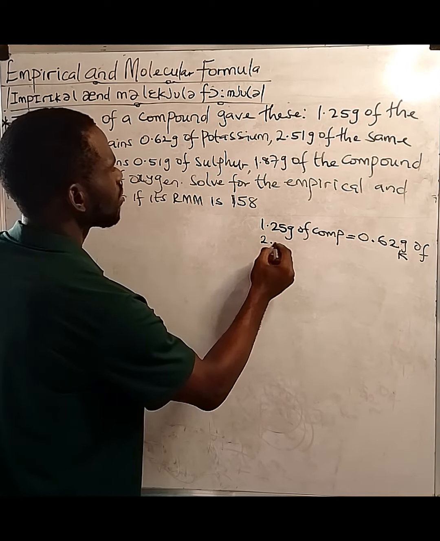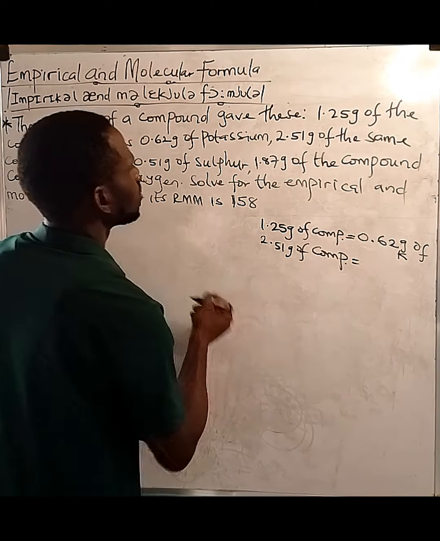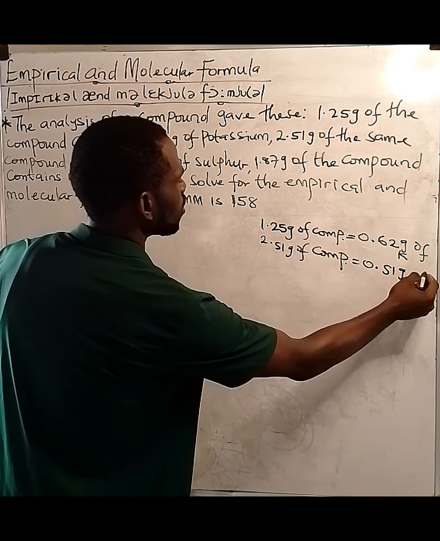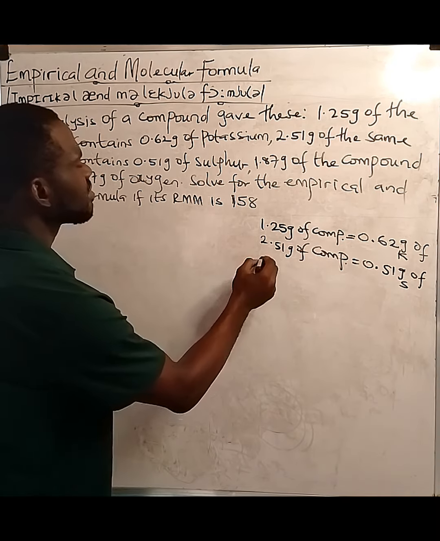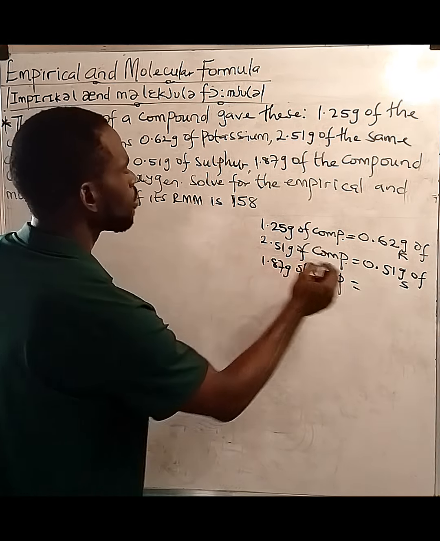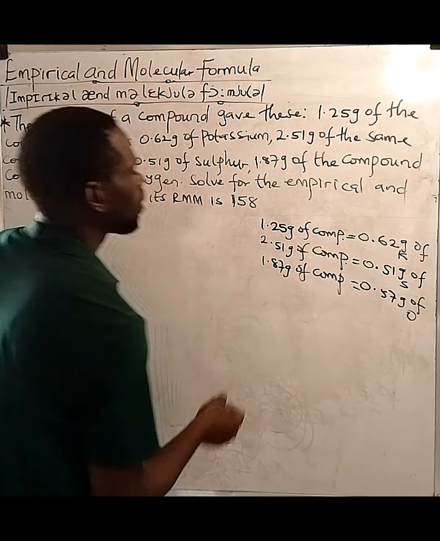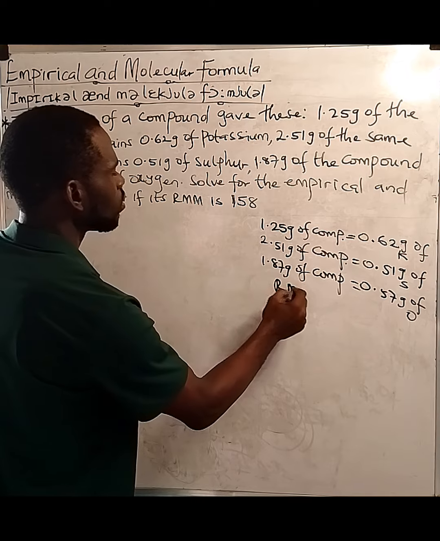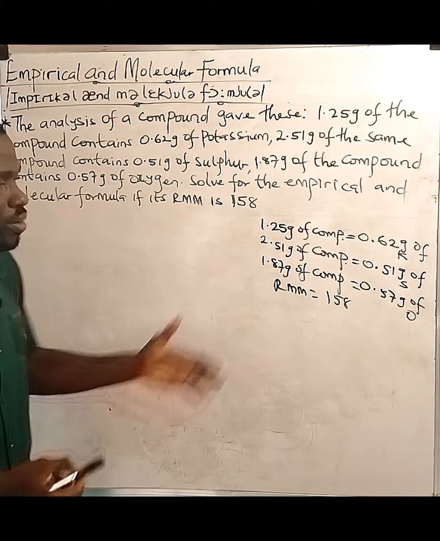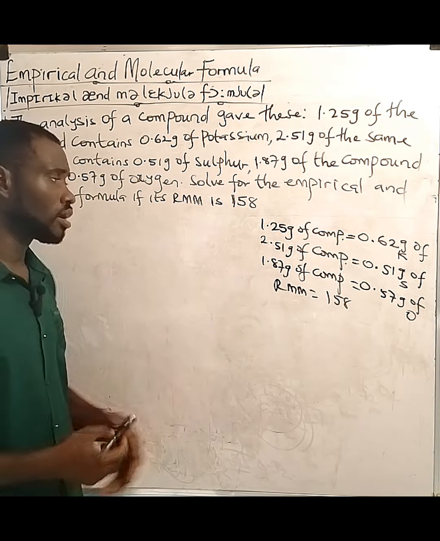The next, 2.54 gram of the same compound, the same comp, this is a short form, contains 0.51 gram of sulfur. So 1.87 gram, lastly, of the same compound contains 0.57 gram of oxygen. Also we are given our relative molecular mass as 158. So we have all we need stated out here. We're going to use all this to solve for empirical and molecular formula.